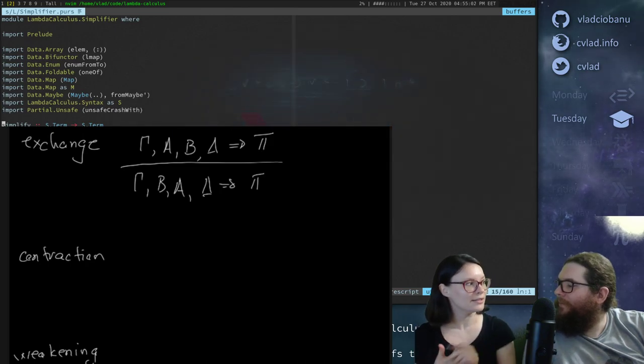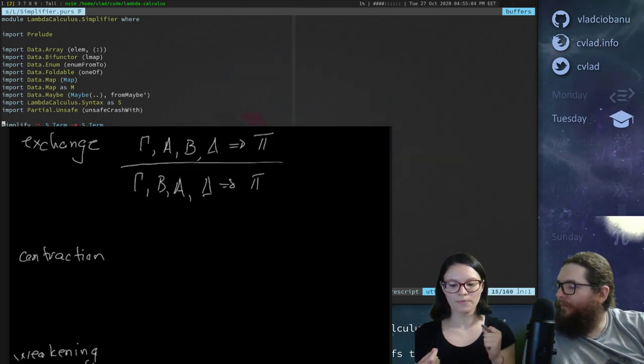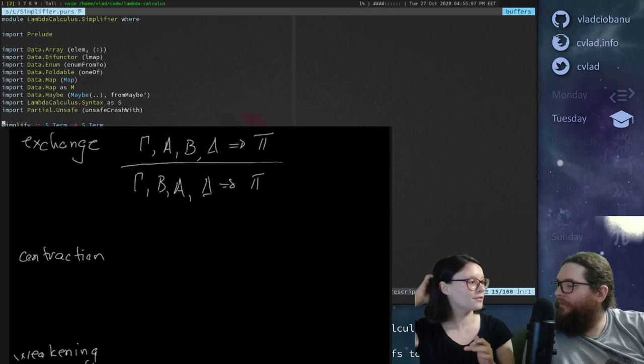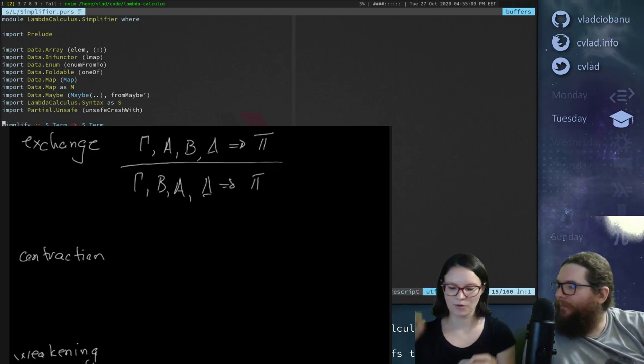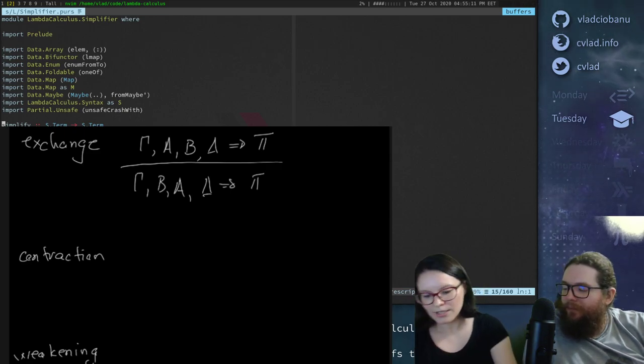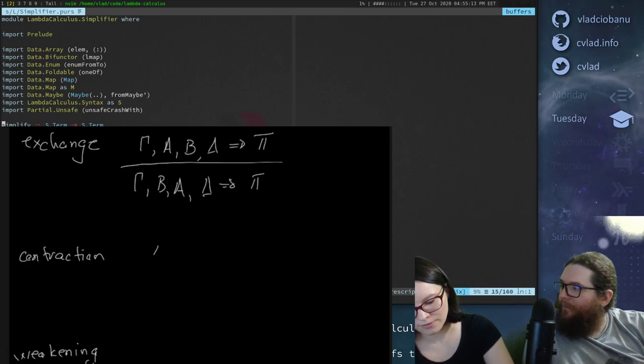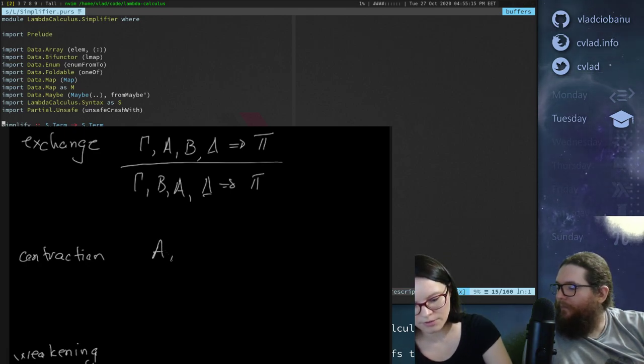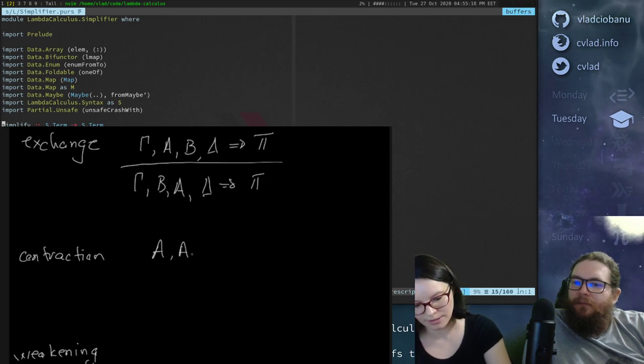It's somehow the easiest, and I will show you the trick. Let's look at the other rules and then we will see more about them. Contraction says that if I have this sequent, I will write it quickly and then give the explanations.